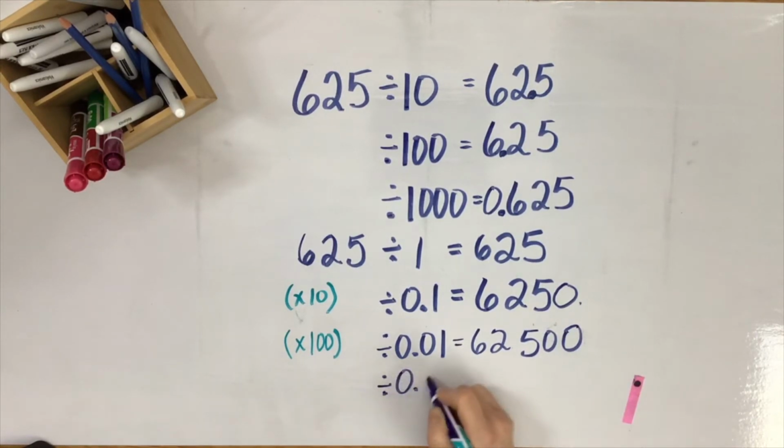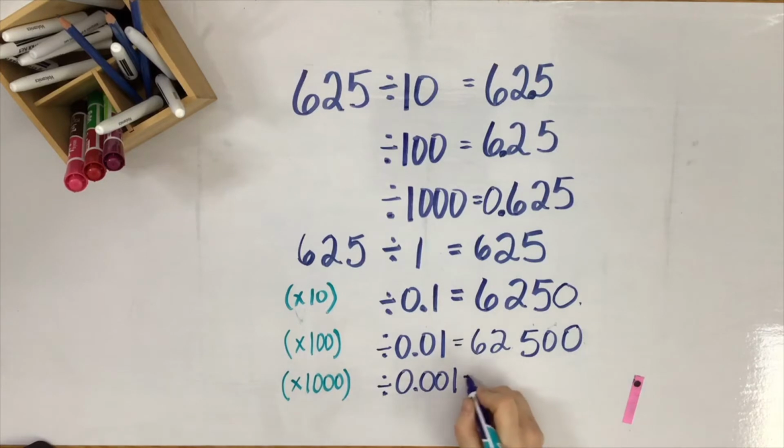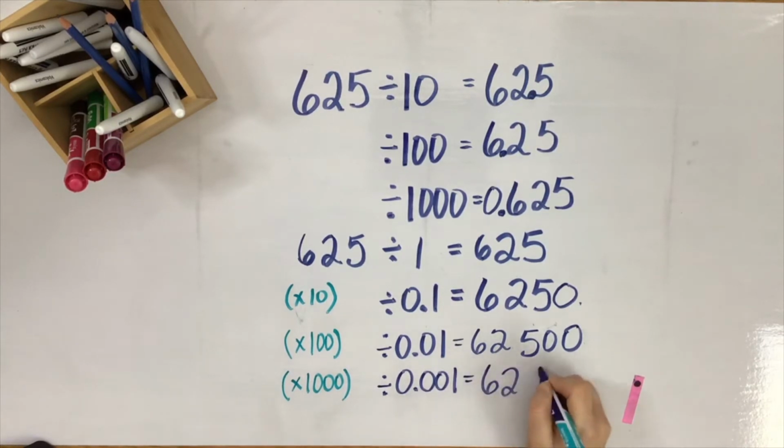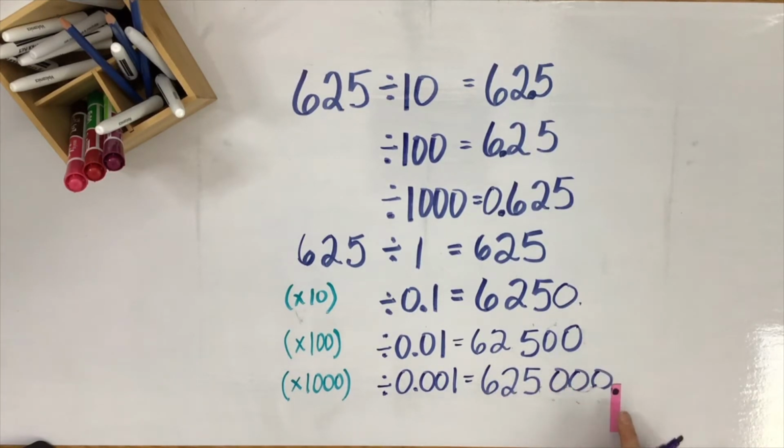Let's divide by 1,000th. And I'm sure you can all guess that dividing by 1,000th is the same as multiplying by 1,000. Has the same effect on your number. So the 625 that we started with is going to have its decimal move 1, 2, 3 times to the right. 1, 2, 3 zeros to fill those blanks. The decimal lives there. It's a whole number, so we don't have to keep it.